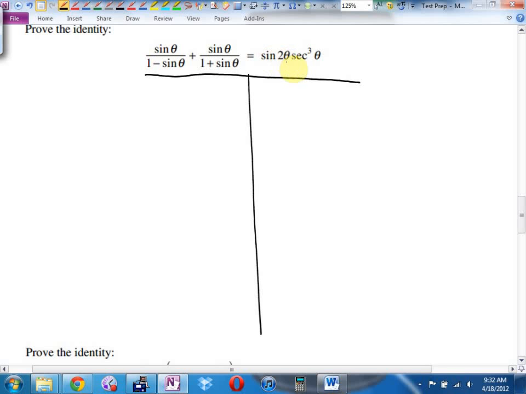Sine 2 theta. That's an identity. What is the sine of 2 theta? No, it's not 1 minus. What's the sine of 2 theta? This is right from your sheet. Sine of 2 theta, 2 sine theta, cos theta, yes? Right? Oh, and then what's secant? 1 over what, Carson? So what's secant cubed?